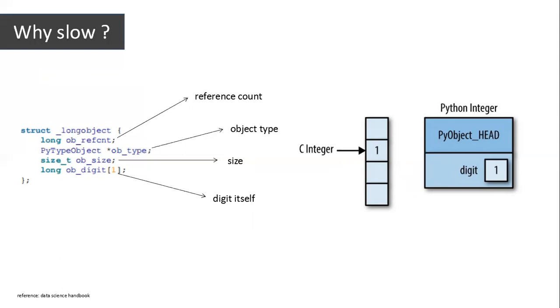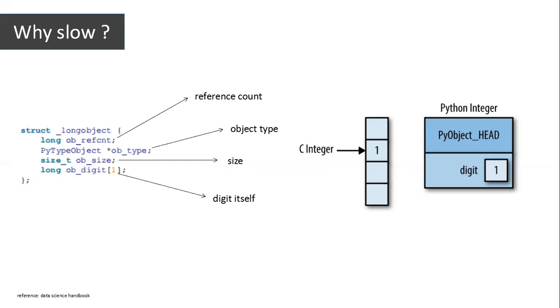But what happens on the lower level is that the implementation of C saves the reference count of that object, the object type, the size of that object or variable, and the digit itself. So whenever you save 1 in a variable, it takes into account all these 4 parameters and then saves it. Hence all the hard work is done by the lower level implementation of C, while you still have an easy to learn programming language called Python.